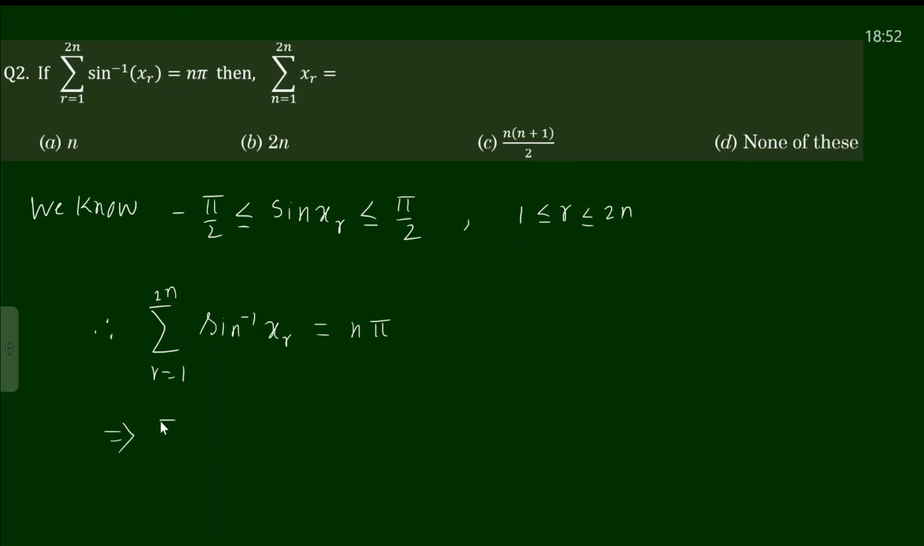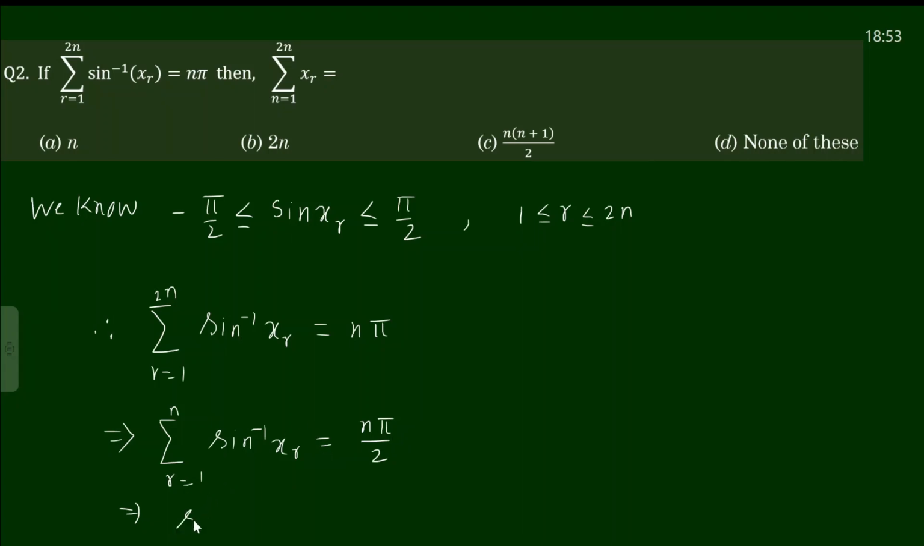So if we take the summation from r equals 1 up to n, then we will have the sum of sine inverse of xr equal to, obviously, n pi by 2. Just replacing 2n with half of it, writing n here, so it is n pi by 2. This will imply that the sum of n numbers, sine inverse x1 plus sine inverse x2 plus sine inverse x3 and so on, n numbers, is equal to n pi by 2.